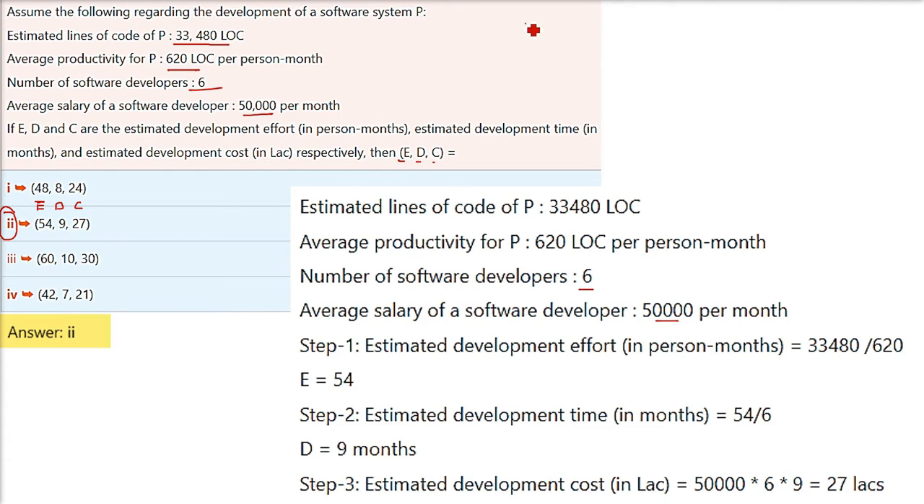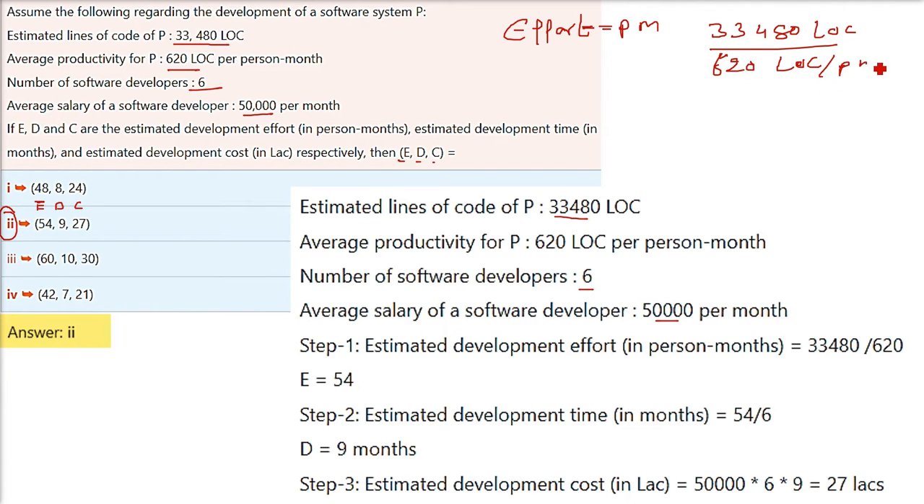Estimated development effort. Please remember, effort will always come in person month. How do we get it? This is 33,480 lines of code. If you divide it by 620, that will be 620 lines of code per person month. So 620 LOC per person month divided by person month.